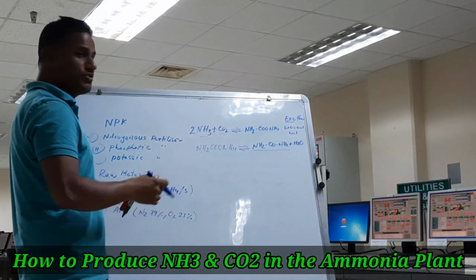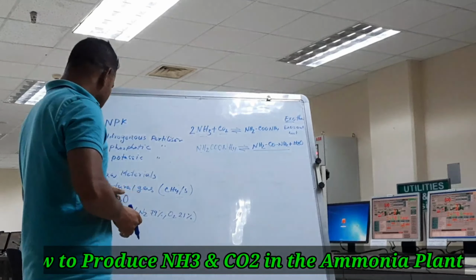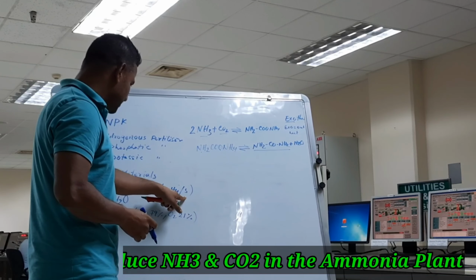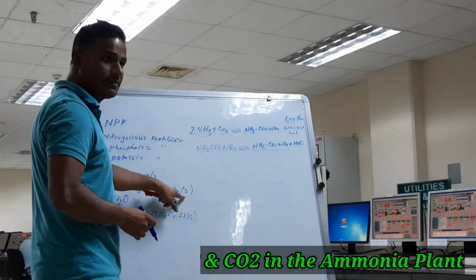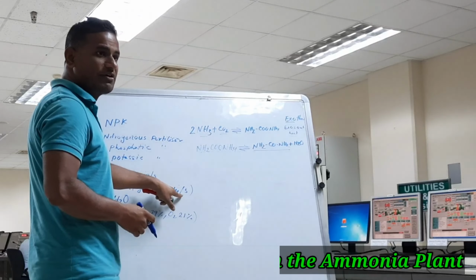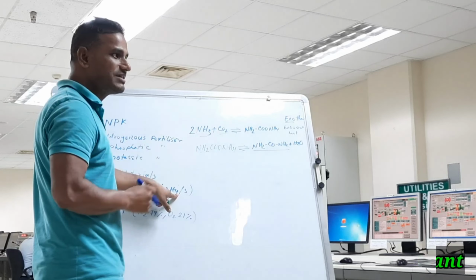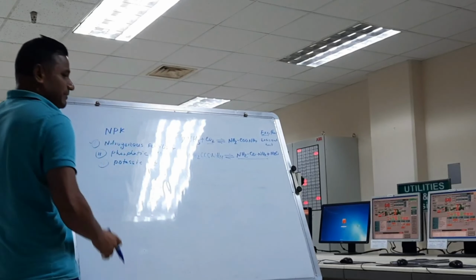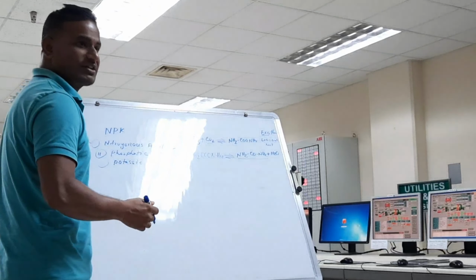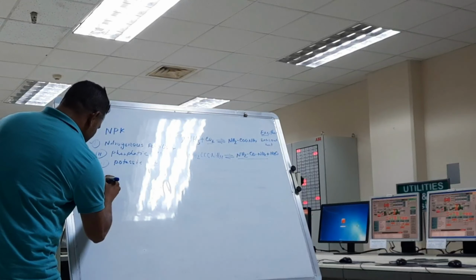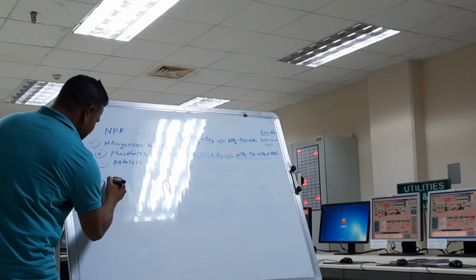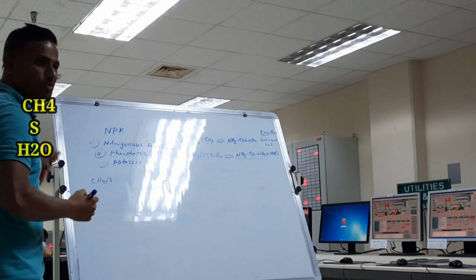But how are they producing this ammonia and CO2? Because this natural gas has some sulfur, and this sulfur is also harmful for the equipment, for the plant. Anyhow, we need to remove this sulfur. So the utility plant is first providing methane, and some sulfur and some condensate.